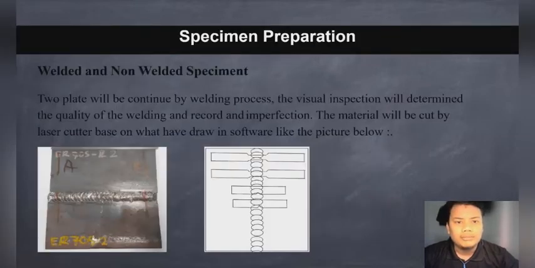Specimen preparation. Welded and non-welded specimens. The plates will be joined by the welding process. The visual inspection will determine the quality of the welding and record imperfections. The material will be cut by laser cutter based on what we have done in the software, like the picture below.